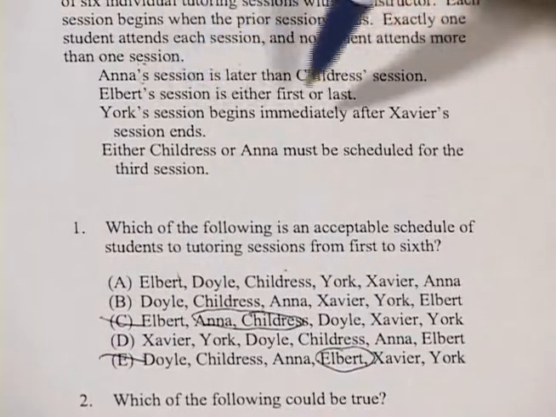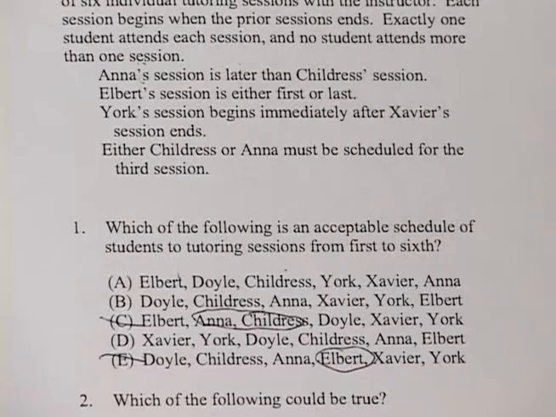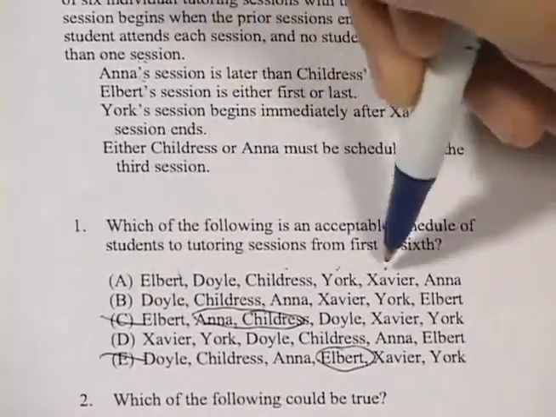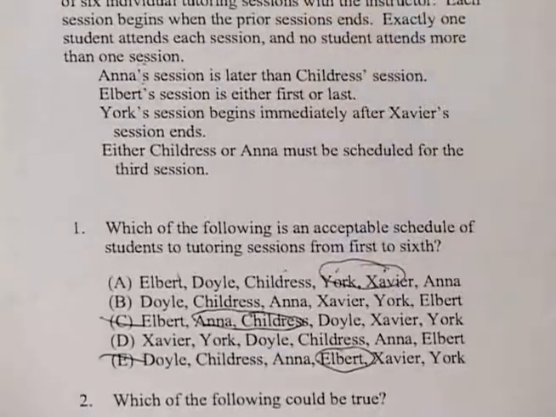Y begins immediately after X ends. So you want to see an X-Y progression. For the first answer choice, we see a Y-X progression. This is wrong, so we can cross it off.